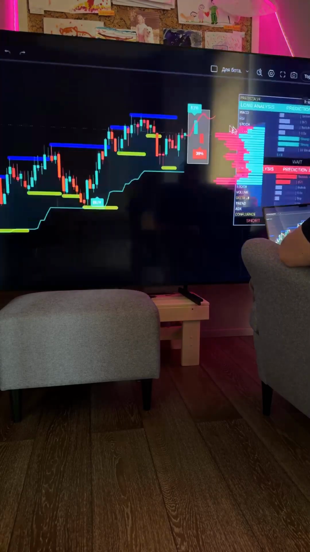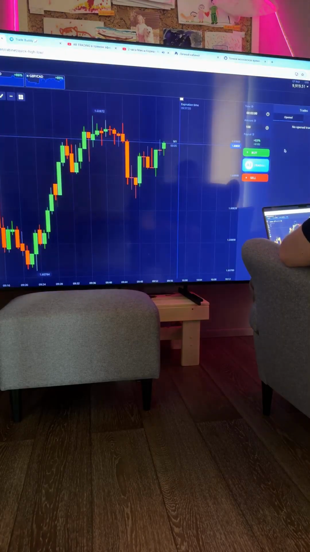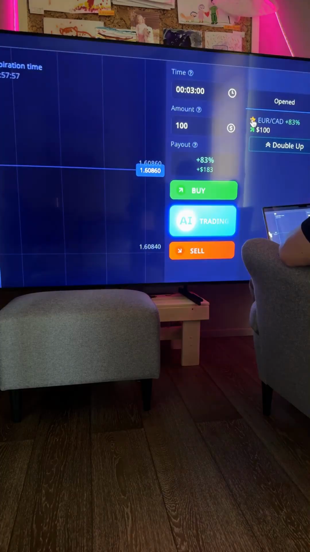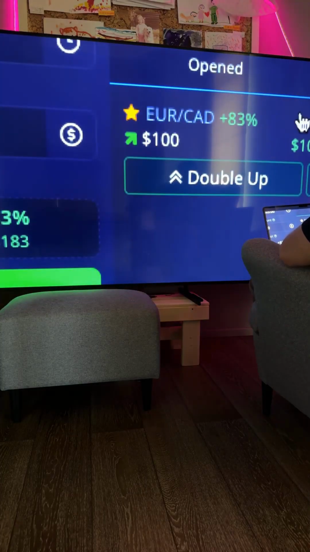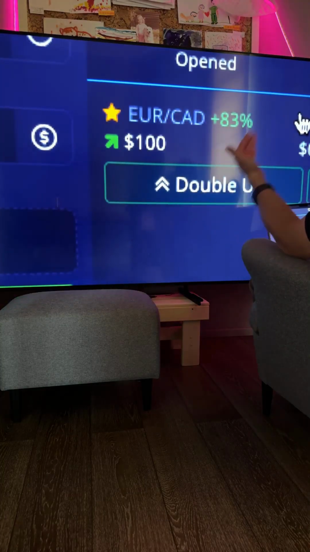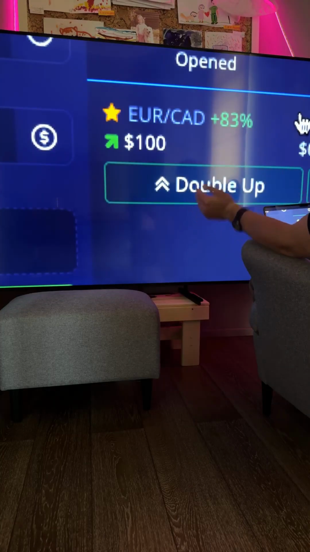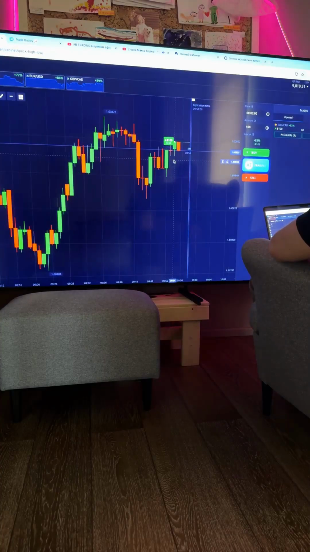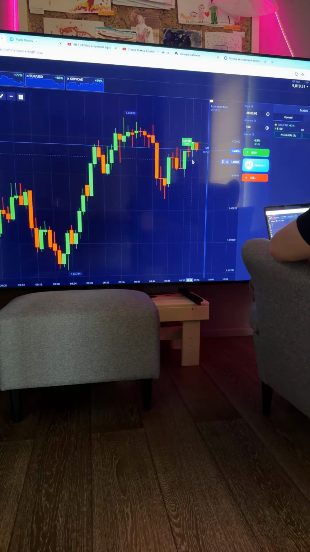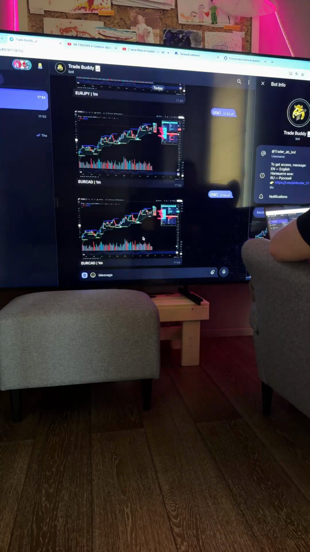Sorry, guys, I'm entering up. Euro, 3 minutes up. Guys, euro, Canadian dollar, 3 minutes up. You see, I was hesitating for a moment. I was thinking whether to wait or not, whether to enter or not. I went ahead and requested again from the bot, saw that the percentage updated, another signal came in, and there was a clear upward signal from the bot.